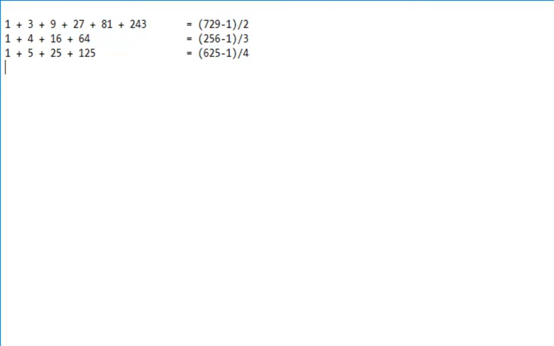So if we generalize, I can prove this, of course. This isn't just me writing this equation and saying, hey, this is true. The sum of a to the k, from k equals 0 to n, equals a to the n plus 1 minus 1, divided by a minus 1. That's quite interesting, isn't it?